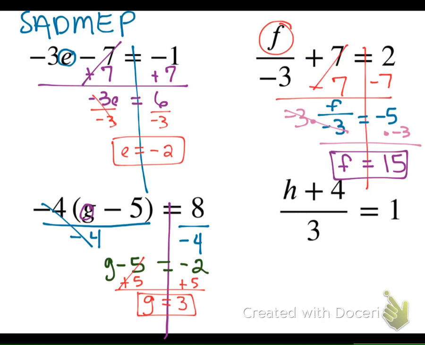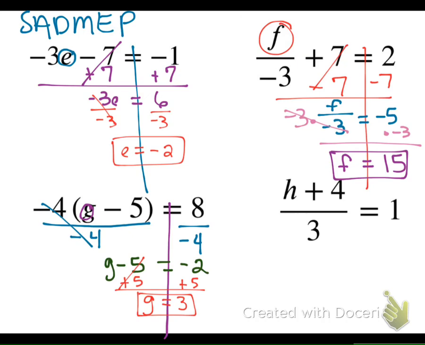Negative 4g. So then you should have minus your 20. But you got it right. So you should have had the negative 4g plus 20 equals 8. Then get rid of your 20. You combined two steps.